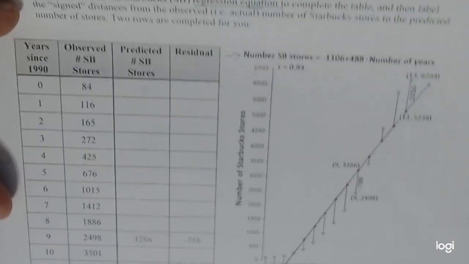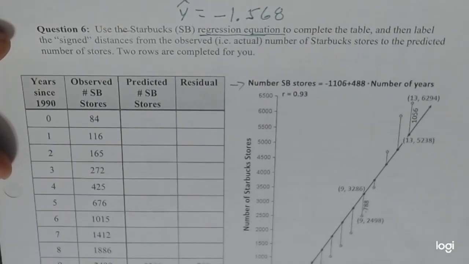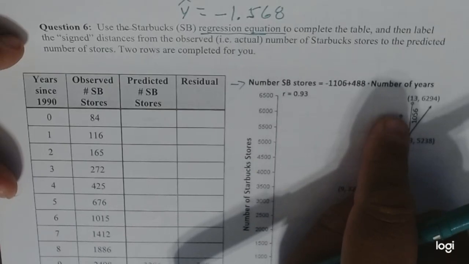Okay. Now, notice they didn't tell you what x and y was, but they did here. According to our equation, our equation for the regression line is this.